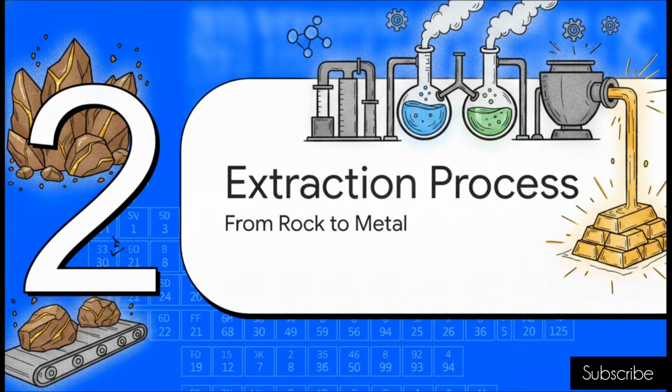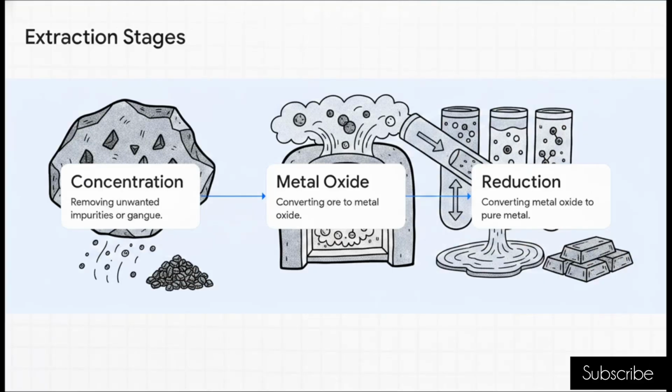Moving right along to Section 2, the extraction process. How we actually go from a rock to metal. Getting that pure metal out of its rocky prison generally happens in 3 main stages. Stage 1 is the concentration of the ore. Stage 2 is converting that ore into a metal oxide. And the third and final stage is reduction to pure metal. Let's break these down so you can see just how brilliant this whole operation really is.